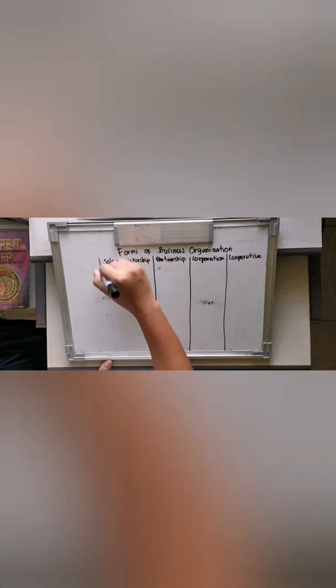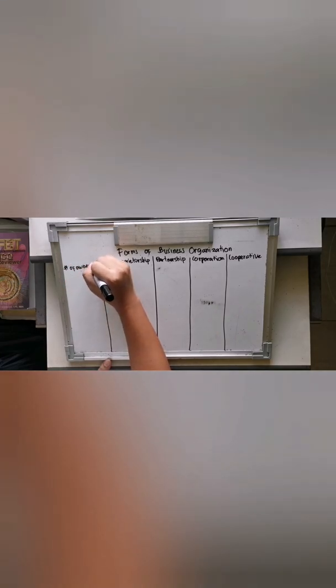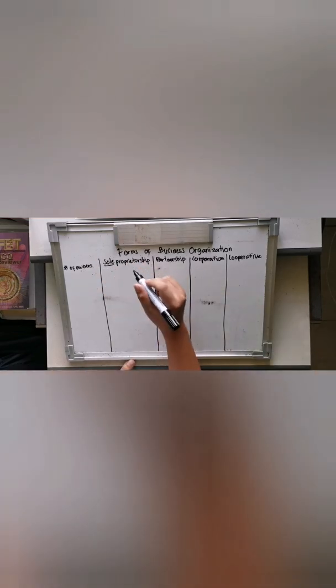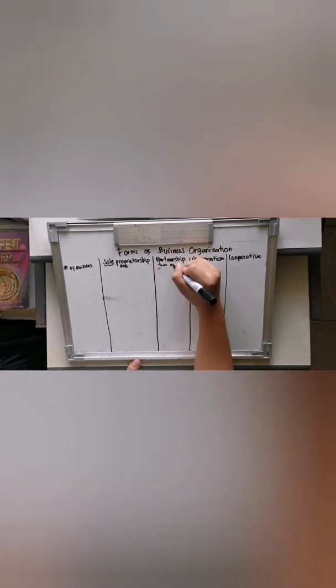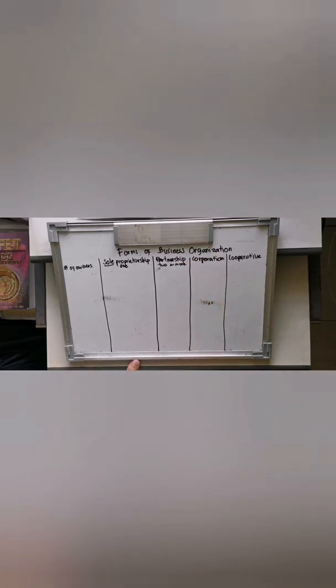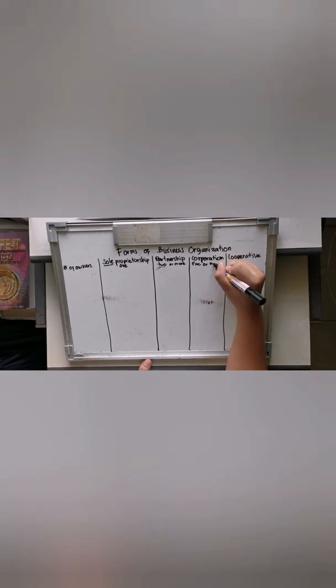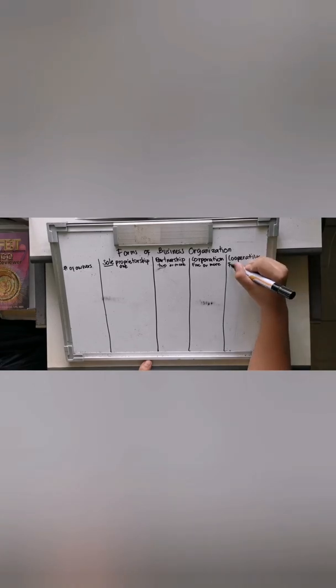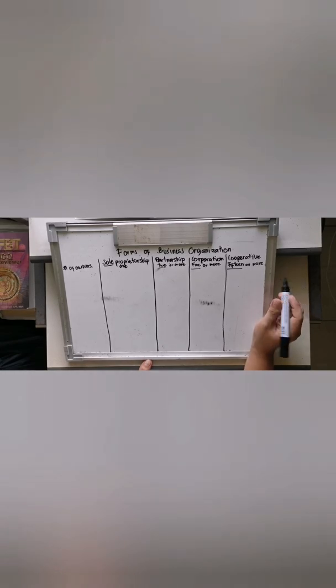Pinakauna, in terms of number of owners. So, sole proprietor, syempre, sole, isa lang, 1. Next is partnership. Partnership is 2 or more. Hindi ka naman pwedeng mag-venture sa isang partnership kung mag-isa ka lang. Kaya kailangan mo ng partner. Next ay sa corporation, meron tayong 5 or more. And sa cooperative, 15 or more. Itong 2, itong 5, at itong 15 ay ito yung minimum requirement pagdating sa partnership, corporation, and cooperative.